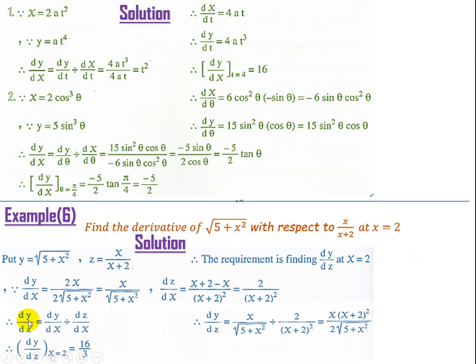So here dy by dz equals dy by dx divided by dz by dx. So dy by dz equals x over root of 5 plus x squared divided by 2 over x plus 2 all squared. After simplifying, the final answer will be x times x plus 2 all squared over 2 root of 5 plus x squared. Put here x equals 2, so dy by dz when x equals 2 will be 16 over 3.